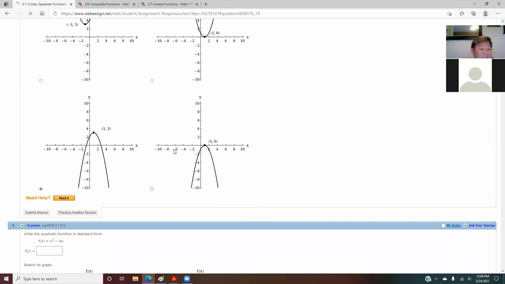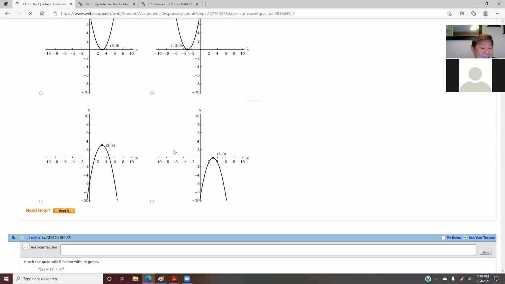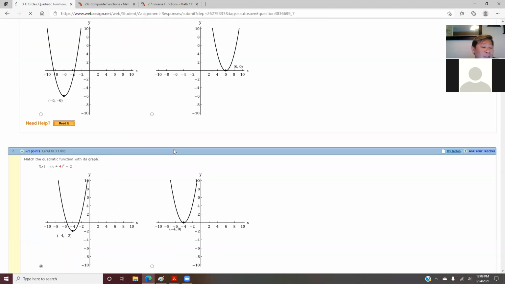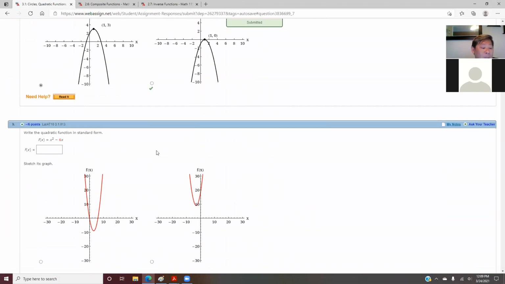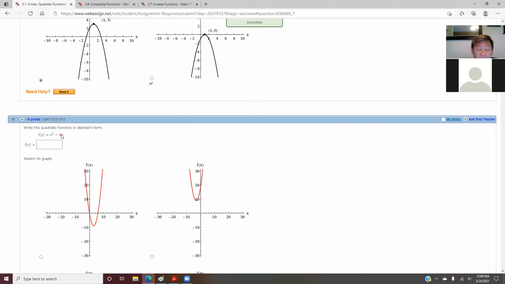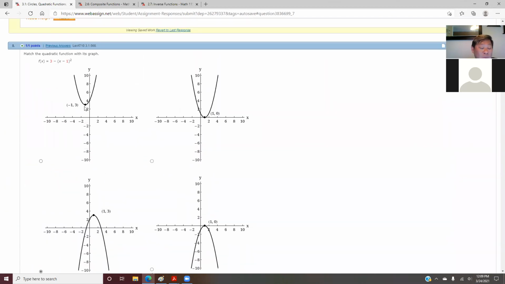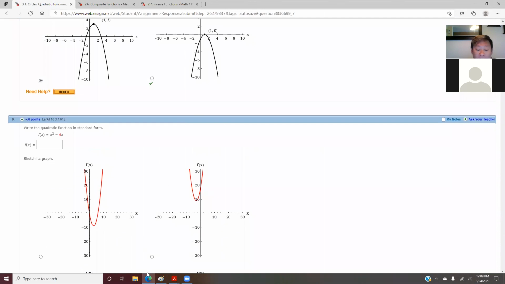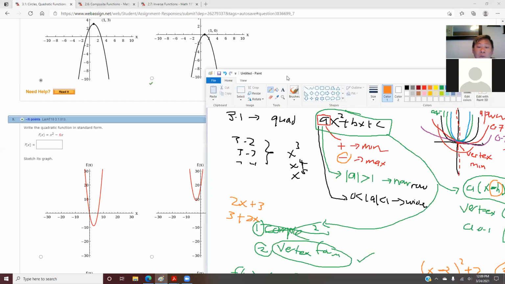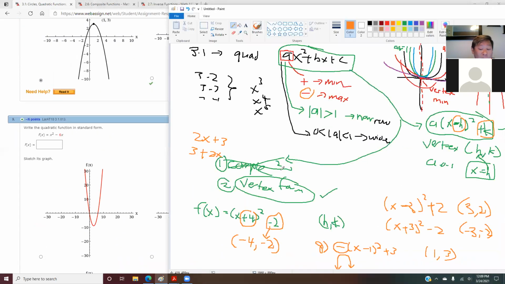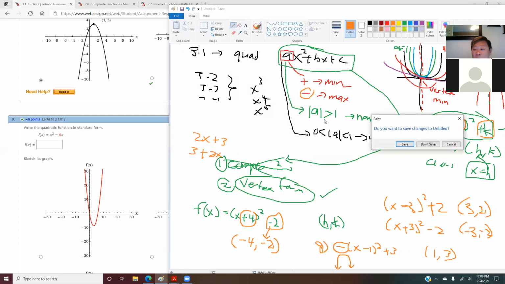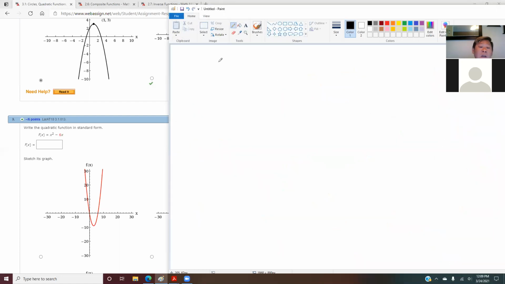Now the next one is asking number 9 and number 10. They're asking you to write this in a standard form. So when they ask you to write this in a standard form, it means they give you the quadratic function form. They want you to write in the HK form like what you just did over here. Again, as I mentioned here, there are 2 ways to do it. One way is using completing the square, one is using the vertex formula. So I would recommend you to use the vertex formula. So I'm going to show you what the vertex formula is.